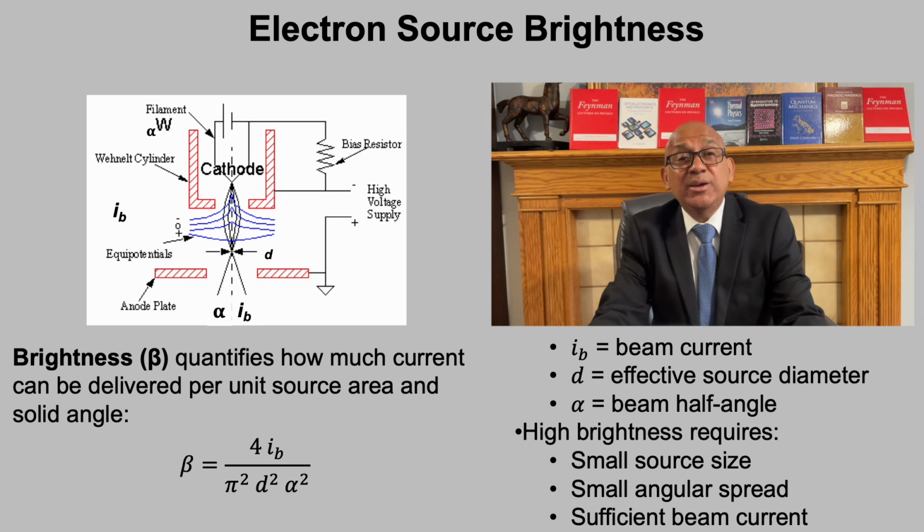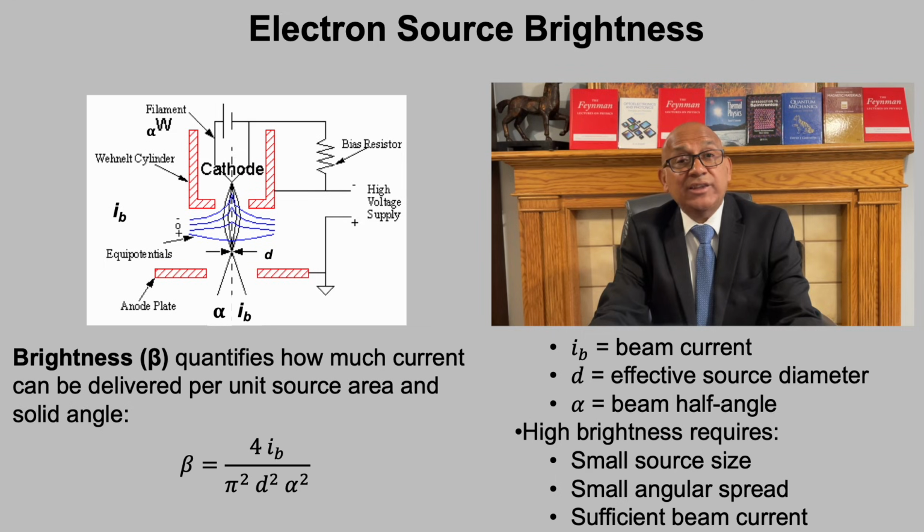This expression immediately shows why brightness is such a powerful metric. Increasing current helps, but brightness increases dramatically when the source size and angular spread are reduced. This is precisely why field emission sources, which have extremely small source sizes and narrow angular distributions, exhibit orders of magnitude higher brightness than thermionic emitters.